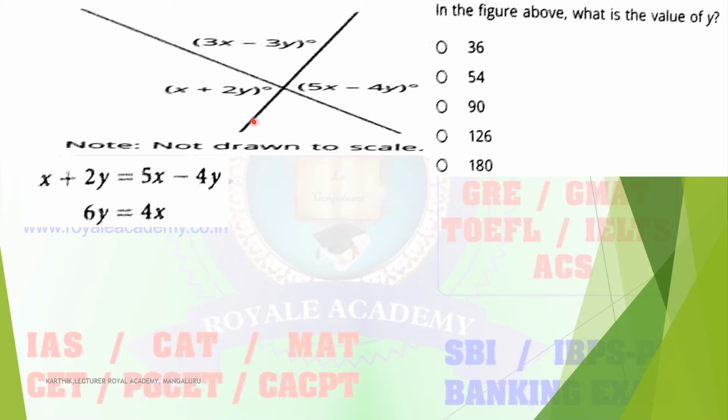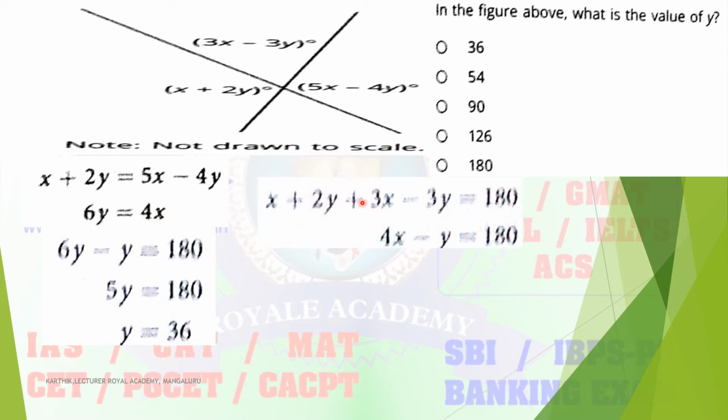So the two lines are perpendicular to each other. I already told you that opposite angles are equal. If two lines intersect, these are called vertical angles, and the two opposite angles are equal. So x plus 2y is equal to 5x minus 4y. From this you will get the relationship. So 5x minus x is 4x and 2y plus 4y is 6y. From this expression you will get the relationship 6y is equal to 4x.